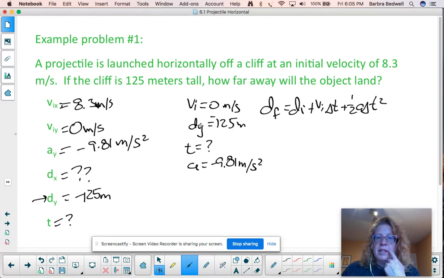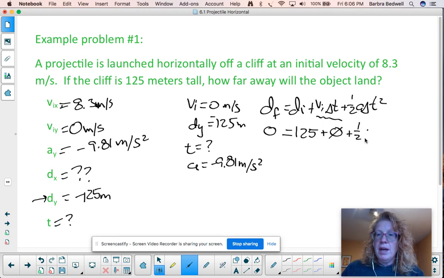All right, dy. One of the things that's tricky for students is df or di. Here's how I tend to like to think about it: at the end, it's going to be on the ground, and it's starting 125 meters up. VI, well, VI is 0. If I know that VI is 0, I know that this whole piece right here, VI delta t, is going to be 0. That's what helps us solve this particular problem.